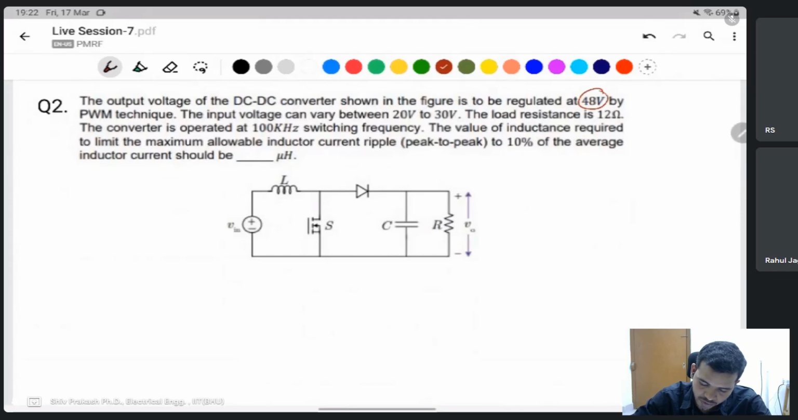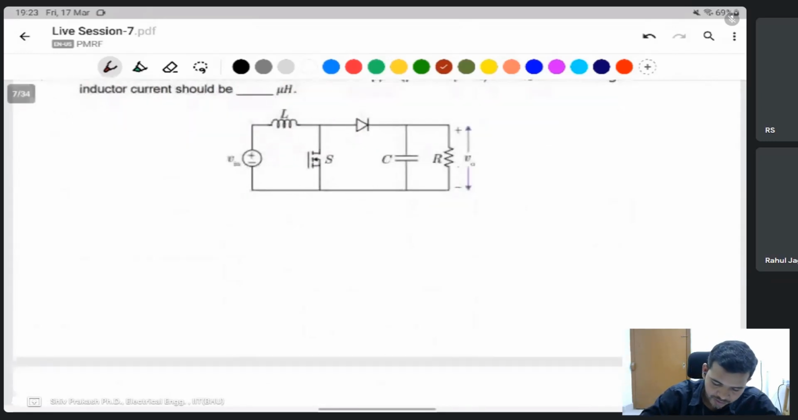The load resistance is 12 ohm. The converter is operated at 100 kHz switching frequency. The value of inductance required to limit the maximum allowable inductor current ripple to 10% of average inductor current. This one boost converter is given.